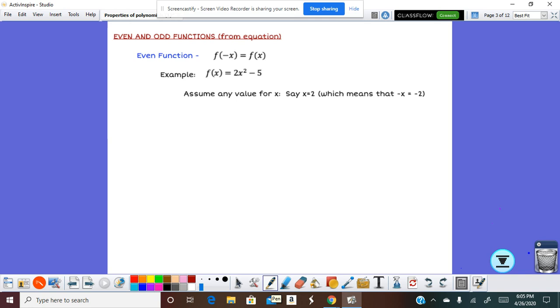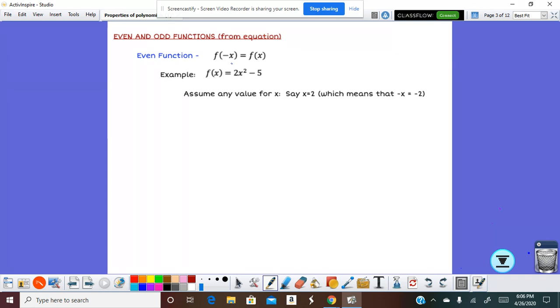In this video, we will be discussing how to determine whether a function is even or odd using both the equation and the graph. Now, a function is even if f of negative x is equal to f of x. To make this more clear, let us have an example.